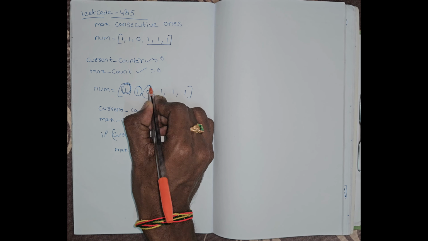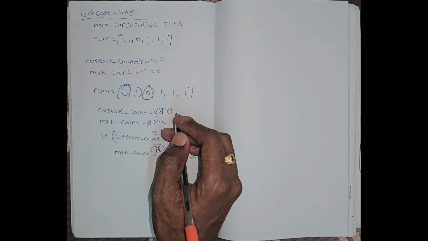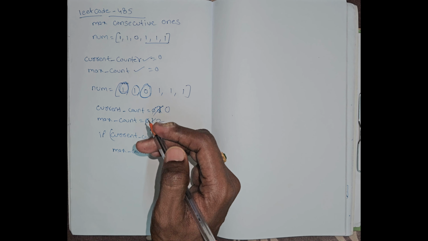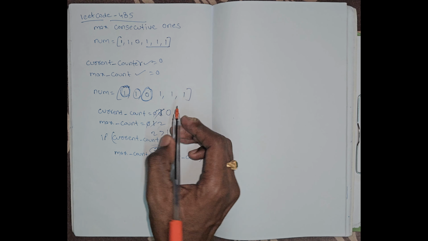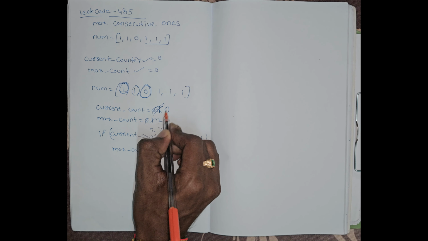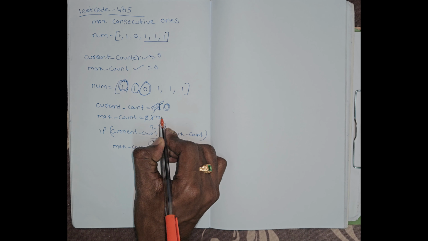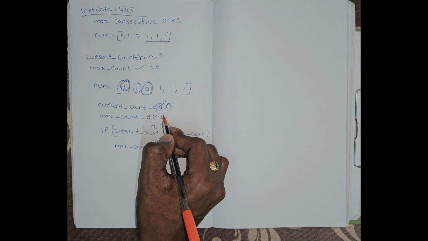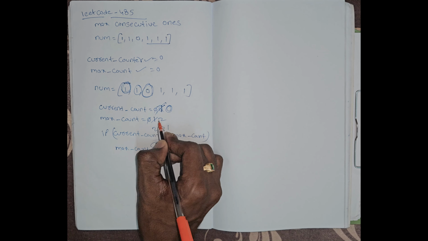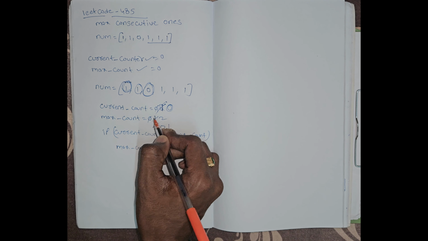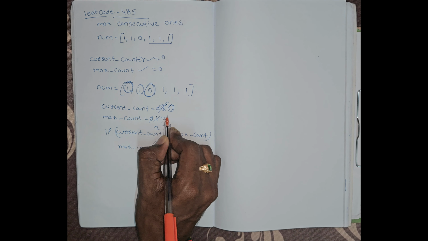For the third number, it's a 0. This is the most important rule. A 0 breaks the streak. Whenever we see a 0, we have to reset our current count to 0. We don't touch the max count because our record is still 2.